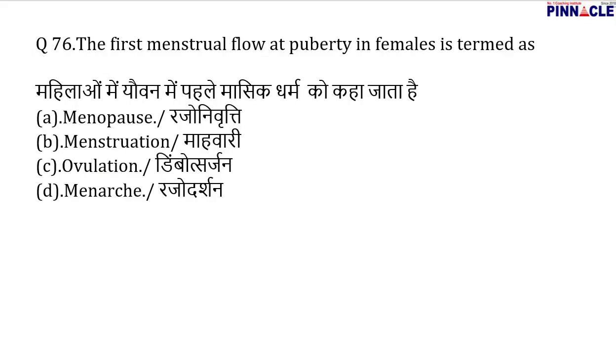Moving to question number 76. Question number 76 is: the first menstrual flow at puberty in females is called what? The first menstrual cycle or the first menstrual bleeding in a human female is said to be menarche. It is considered the central event of female puberty because it indicates that a female is now ready to reproduce a baby. So for question number 76, D, that is menarche, is the correct option.